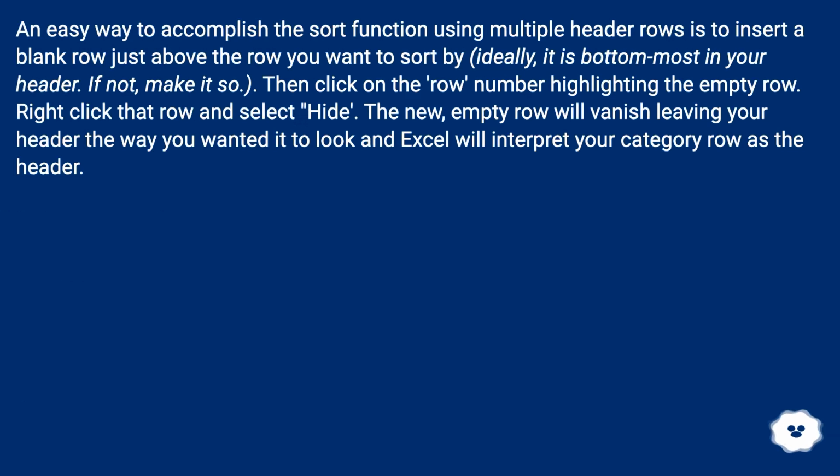An easy way to accomplish the sort function using multiple header rows is to insert a blank row just above the row you want to sort by. Ideally, it is bottommost in your header. If not, make it so. Then click on the row number highlighting the empty row. Right-click that row and select Hide. The new, empty row will vanish, leaving your header the way you wanted it to look, and Excel will interpret your category row as the header.